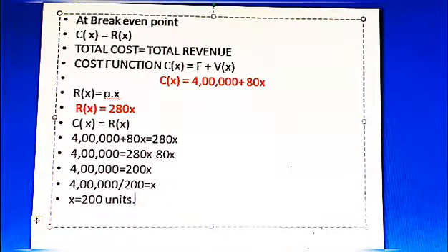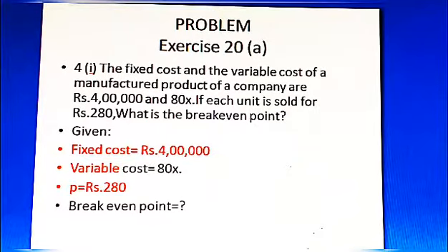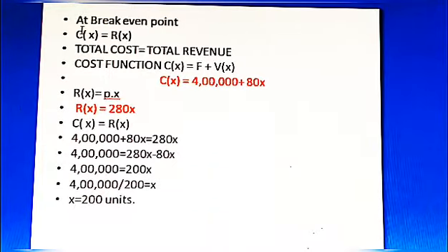Okay, students. Quickly, you can go through this question. Very important, you have to understand the problem. The fixed cost and the variable cost are given. The fixed cost is 4 lakh and the variable cost is 80x. If each unit is sold for rupees 280, so the selling price is also given. The question is, what is the break-even point? So for the break-even point, we know the formula C of X is equal to R of X. That is, total cost is equal to total revenue. So we need to find the total cost.